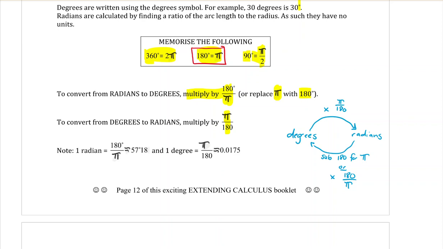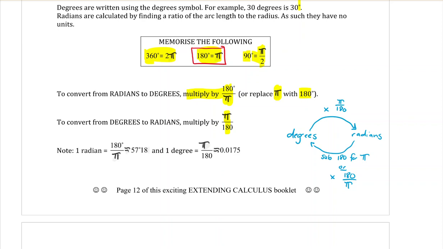So you can see I've got degrees. If I want to go to radians, you follow the arrow and you're going to times by pi over 180. If you're at radians and you want to go back to degrees, if there is a pi in the question, the simplest thing to do is to just replace the pi with 180 degrees. So that's the sub 180 for pi that I've put there. The other option is occasionally they will give you, even though it's in radians, it will be as a decimal number. So in that case, you can't really replace the pi. So instead, you're going to have to multiply by 180 over pi.